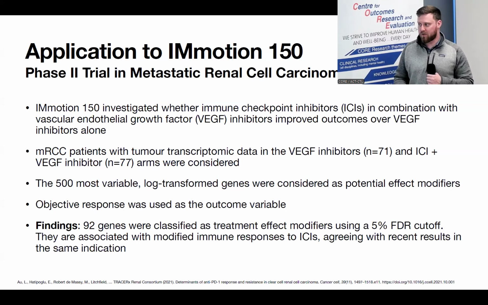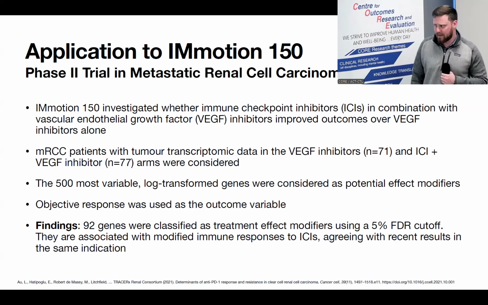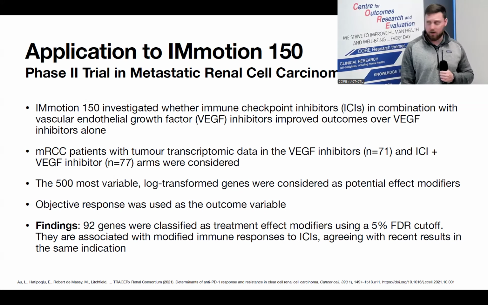We then took the 500 most variable log-transformed genes from these patients, taken from their tumor samples, and we treated those as potential effect modifiers. Our outcome here was the objective response, a binary outcome of whether or not they partially or completely responded to treatment. Our findings were that we identified 92 genes, using a 5% alpha level, that seemed to modify the effect of the ICIs and VEGF on outcomes.